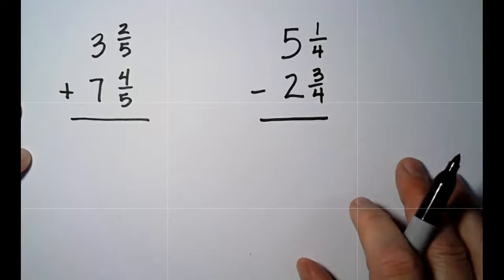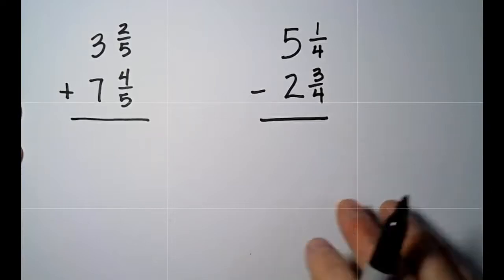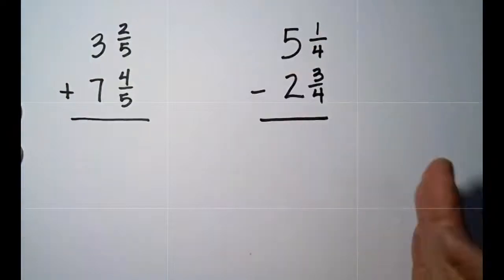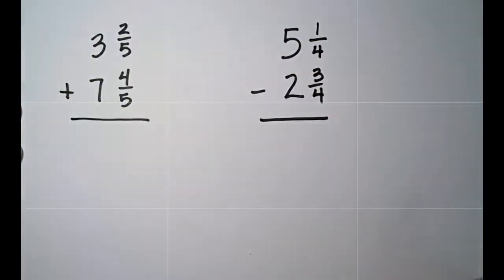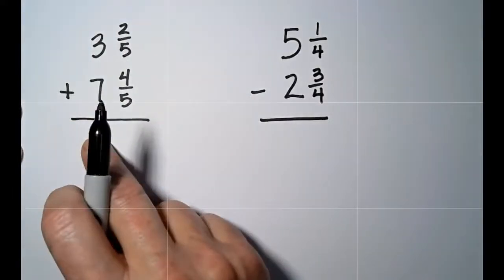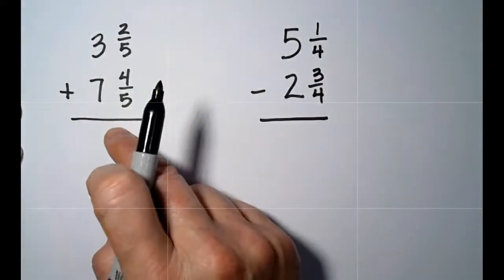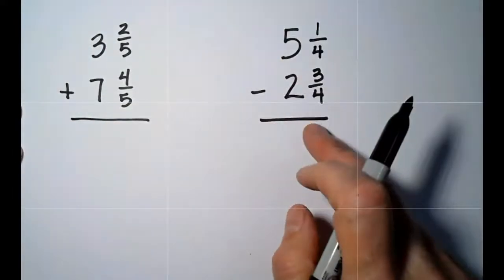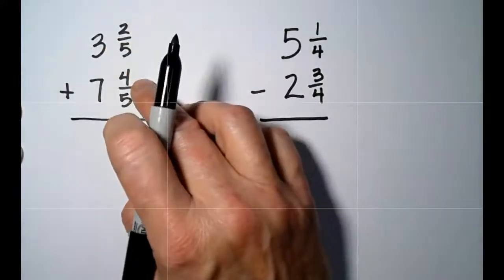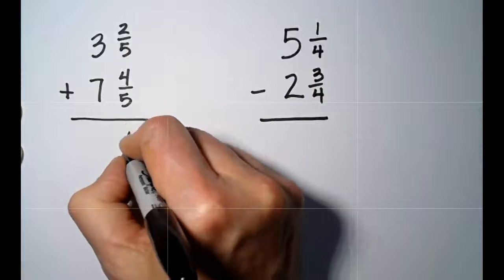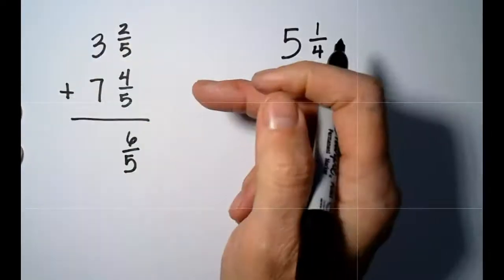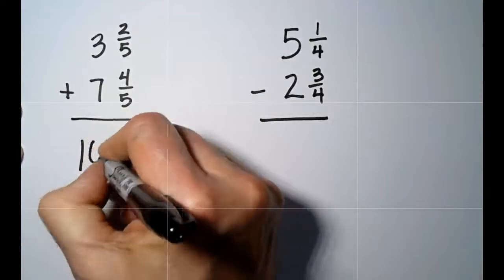Okay, and I'm going to show you two methods, and in this first video I'm going to show you what really is more like a place value method, where we just do it the same as if we were doing it with whole numbers. Consider everything by its place value, and here we have a ones place, and here we have a fraction place, here we have a ones place, here we have a fraction place. So as far as adding goes, let's add 2/5 plus 4/5, and that gives us 6/5. And let's add 3 plus 7, and that gives us 10.